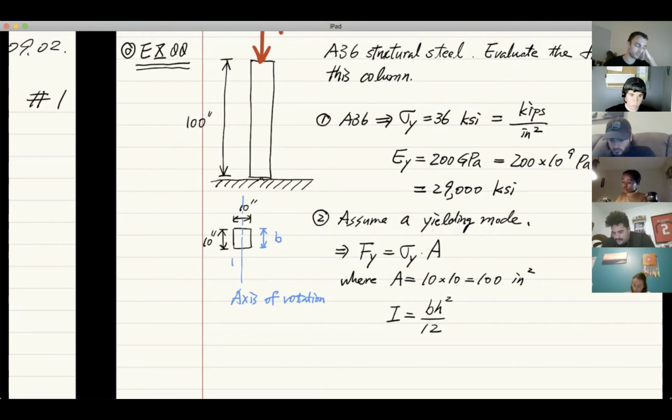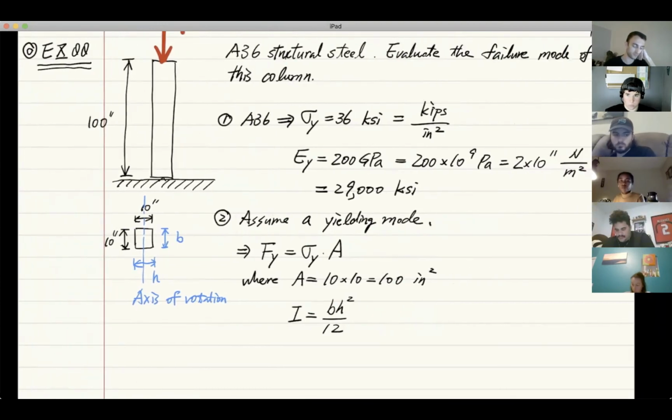That means from here to here is your H. Now you understand perfectly why I use 10 by 10. This way, nobody will make mistakes, because B equals H. So from here, we can come back and calculate this value.